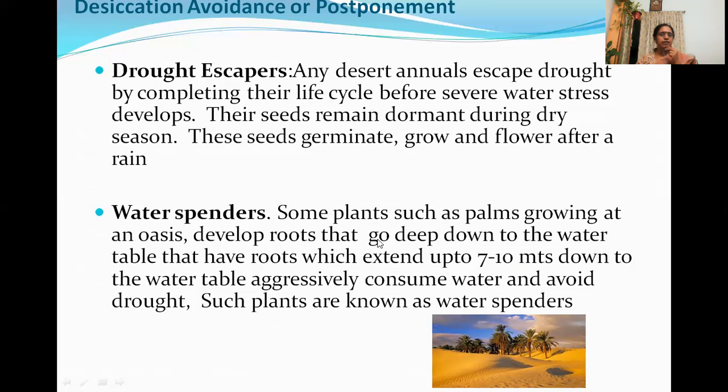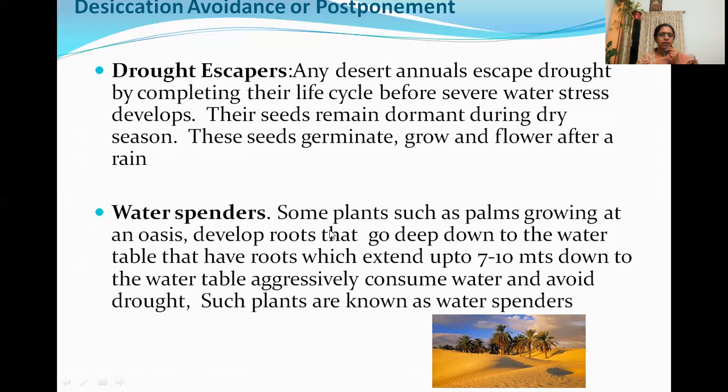Next is drought escapers. Desert annuals, that is, annuals means it will be growing for a period of 1 year, or it completes its life cycle in 1 year, escape drought by completing their life cycle before severe water stress develops. Maybe in the summer condition, those plants may not be seen at all. Their seeds remain dormant during this dry season. Once the regular shower or rainfall is there, then the seeds germinate, grow, and flower.